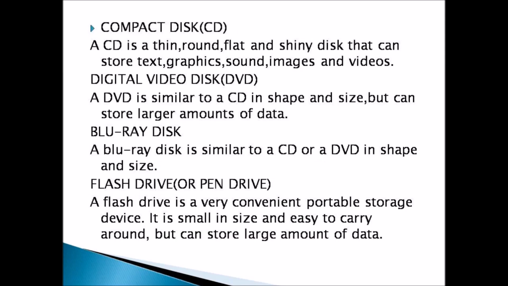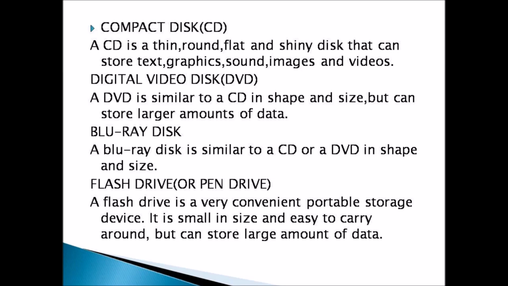Next one is compact disc. It is known as CD. You all know about CD, isn't it, right, children? How does a CD look? It is a thin, round, flat and shiny disc that can store text, graphics, sound, images and videos. To access the data from a CD, what do you have to do? We have to insert it into the CD drive. Normally it is located in the front panel of the CPU box.